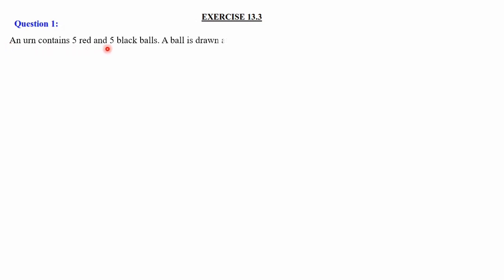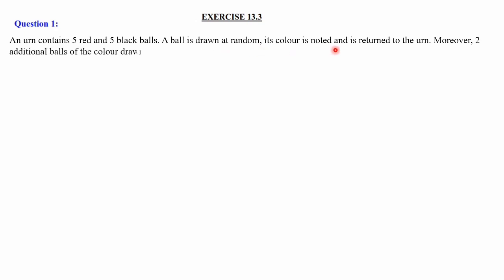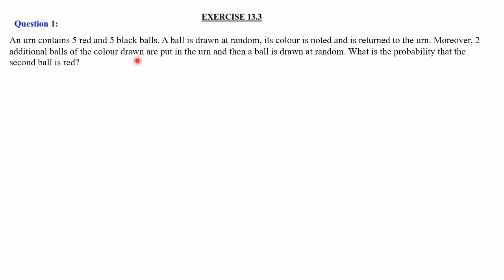Next we shall discuss the exercise questions. Exercise 13.3, question number 1. An urn contains 5 red and 5 black balls. A ball is drawn at random, its color is noted and it is returned to the urn. Moreover, 2 additional balls of the color drawn are put in the urn and then a ball is drawn at random. What is the probability that the second ball is red?